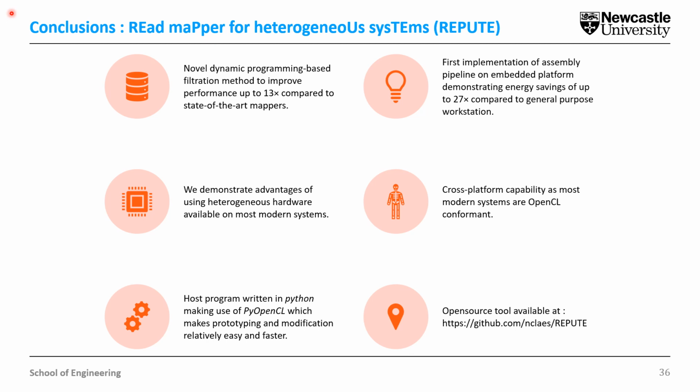Coming to conclusions, we have developed a novel dynamic programming based filtration method, which can give us up to 13x performance improvements. This is the first of its kind implementation on an embedded platform, showing 27x energy savings. We demonstrate the advantages of using heterogeneous hardware. We have used Python and PyOpenCL, which allows for faster prototyping and modification. Ours is a cross-platform tool and can be used on any OpenCL conformant device, and the source code is available as open source on GitHub.